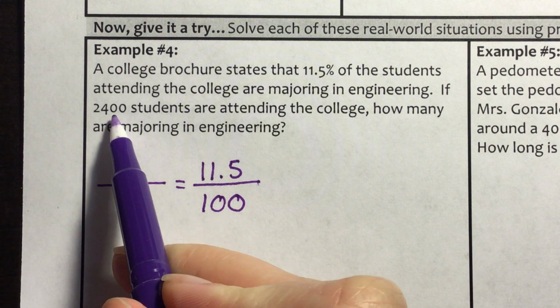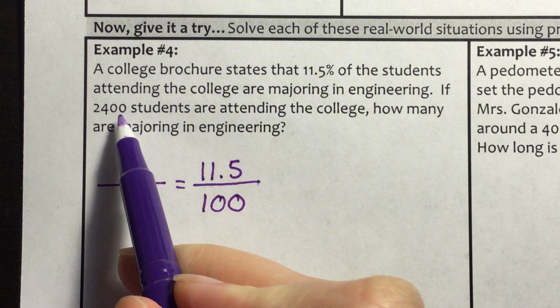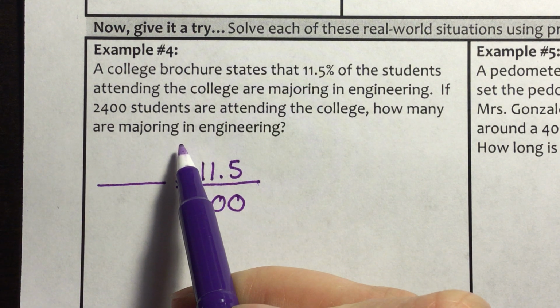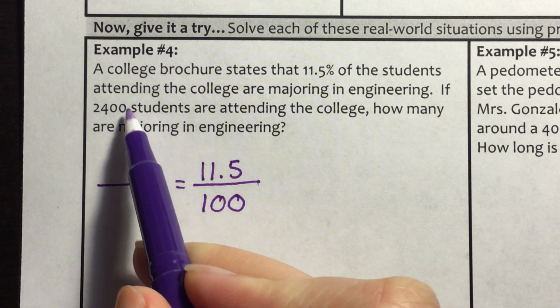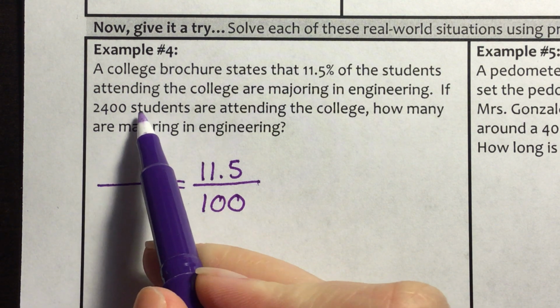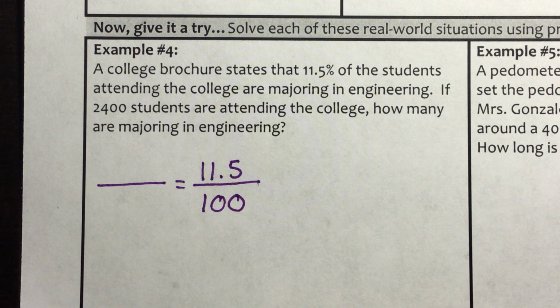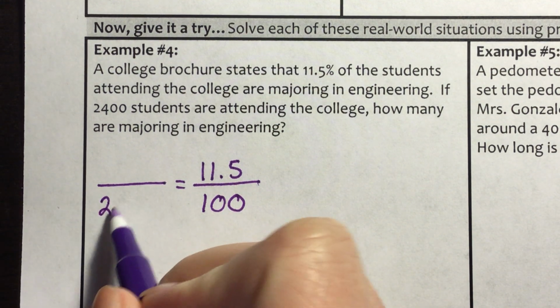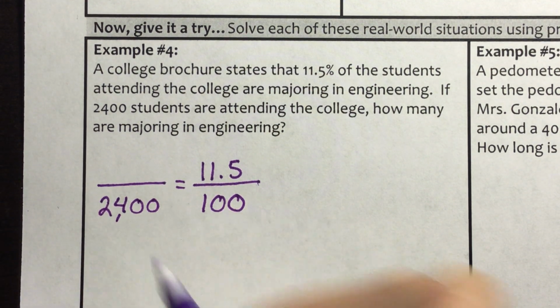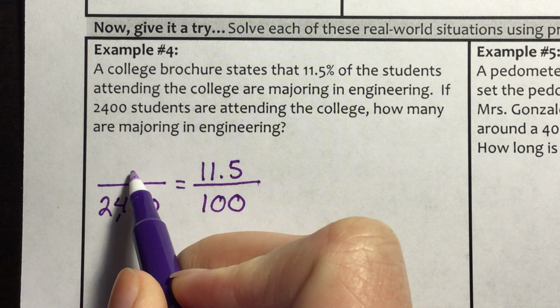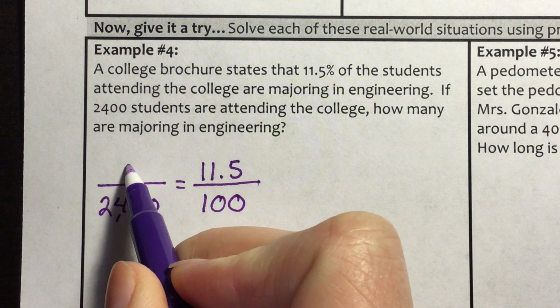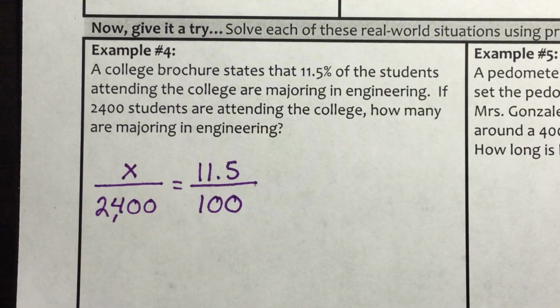Okay, you have 2,400 students attending the college. How many are majoring in engineering? Well, if there's 2,400 students total in the college, that has to be the bigger number out of the two, so that's going to go on the bottom, 2,400. Then your smaller number, how many students are majoring in engineering, is going to go on top. We don't know how many that is.